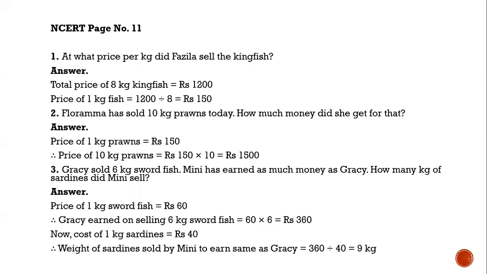So we'll divide 360 by 40. We'll come to know the weight of sardines sold by Minnie. So 360 divided by 40 will give 9 kg. So 9 kg of sardines Minnie will sell to have equal money to Gracie.